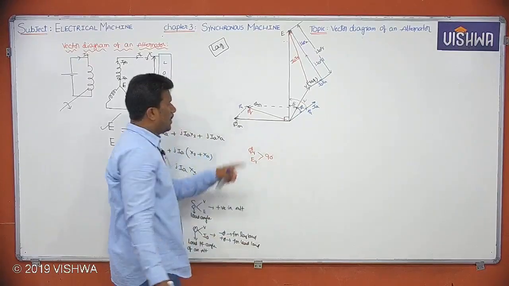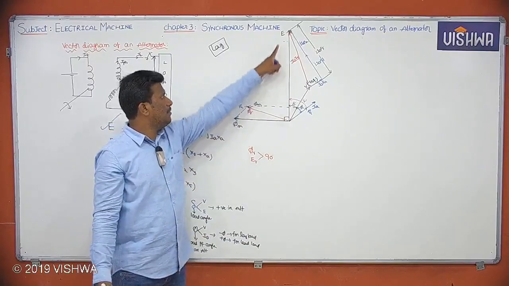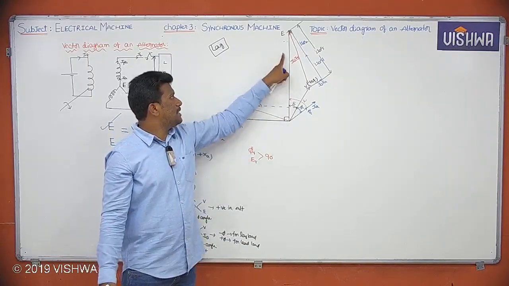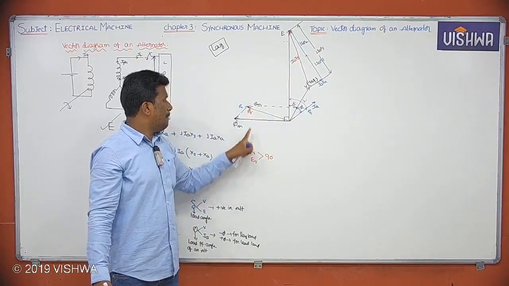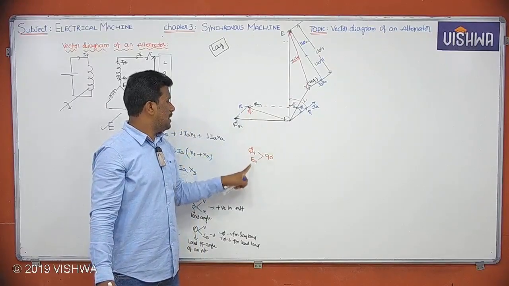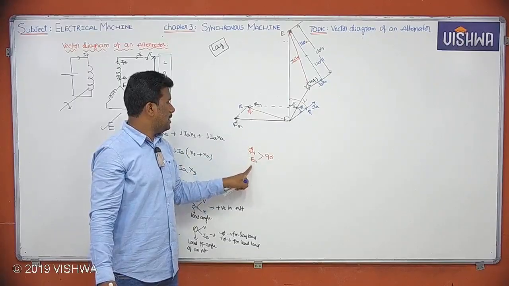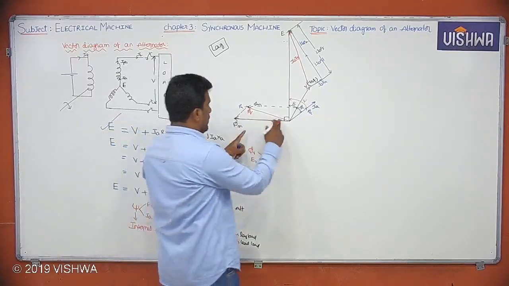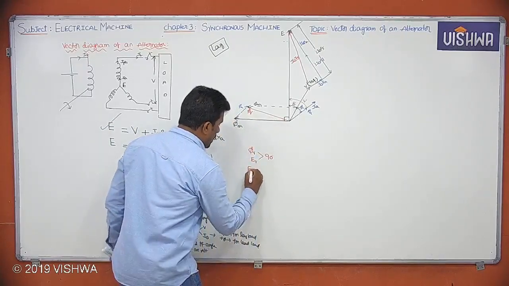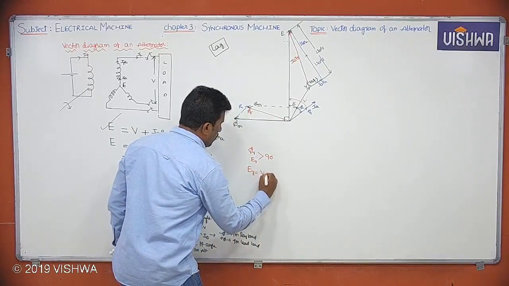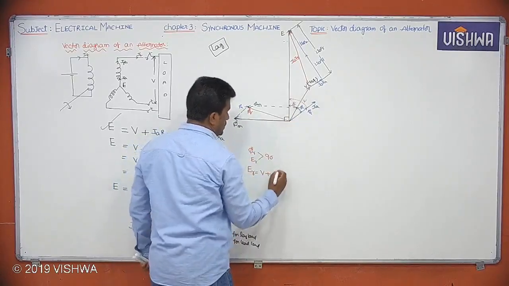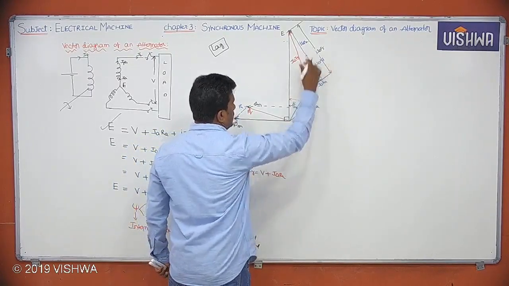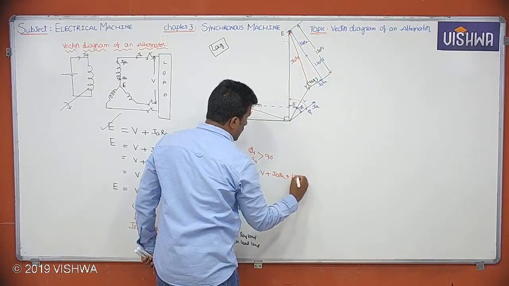Just like E is corresponding to pi M, and pi M and E are displaced by 90 degrees, similarly, corresponding to pi R we will get ER. This pi R and ER are displaced by 90 degrees electrical. So if you want ER, it is equal to V plus IARA plus JIAXL.